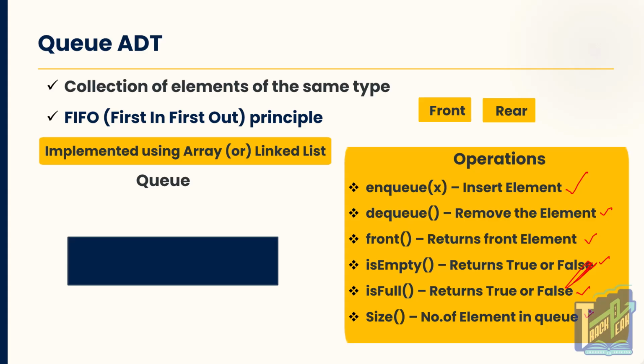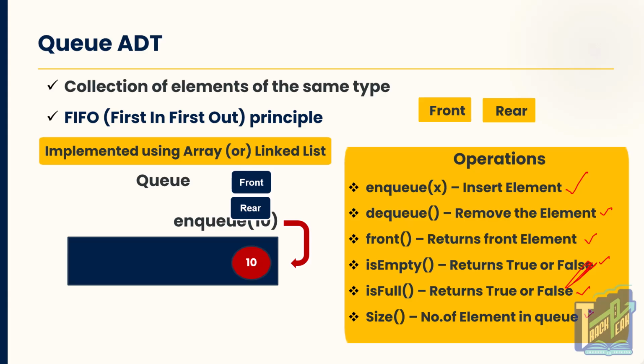So here let's see an example. Here the queue is empty. This is the rear part of the queue, and this is the front part of the queue. When the queue is empty, both the front and rear are in the same position. Now we are going to enqueue the element 10. So the 10 got inserted in the queue, and now the rear and the front are at the same position.